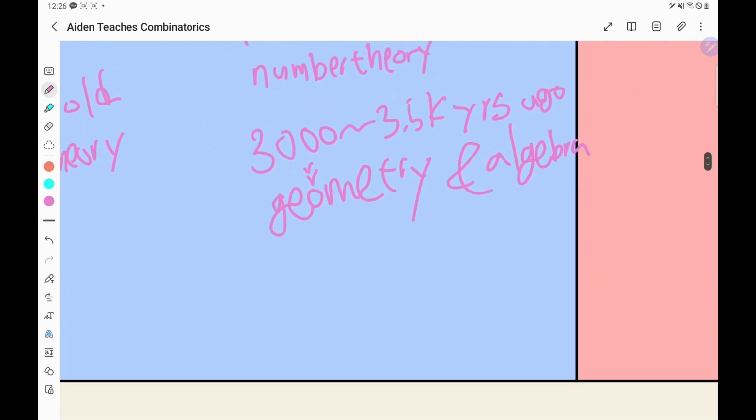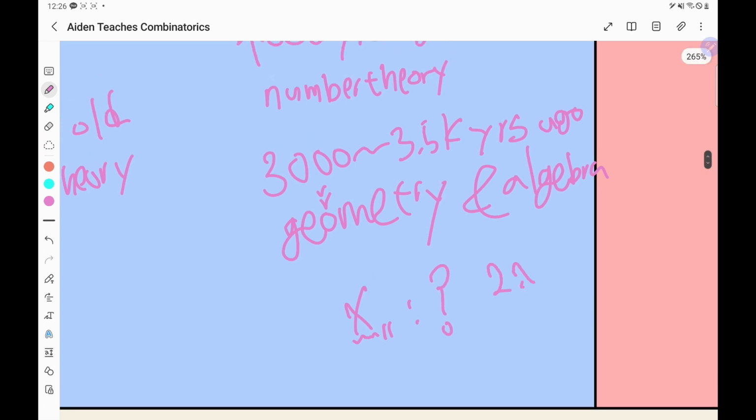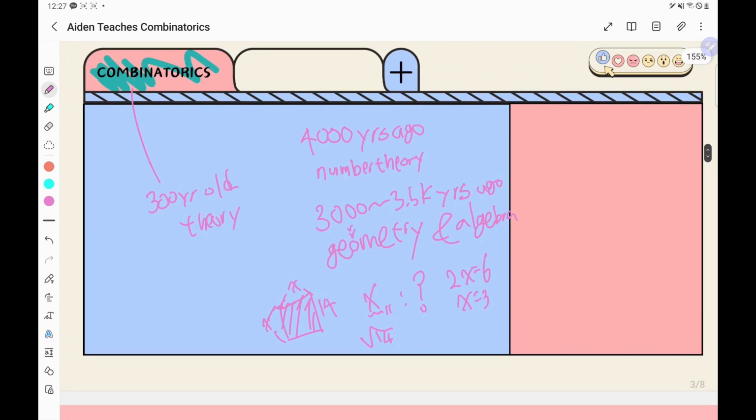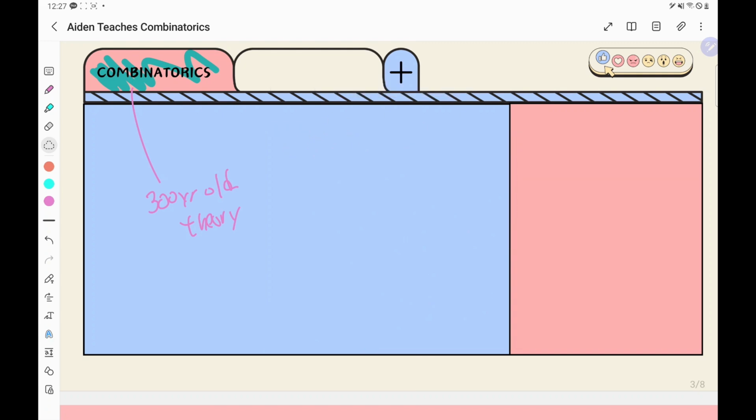Anyways, in geometry and algebra, we use something called x. X is a number we do not know. For example, when 2x equals 6, x equals 3. And let's say we have a square that is x by x, and the area is 14. This is geometry and algebra at the same time. What is x? Square root of 14. That's easy, right? Pretty easy, huh? That's very easy. That's just literally a way to calculate things.